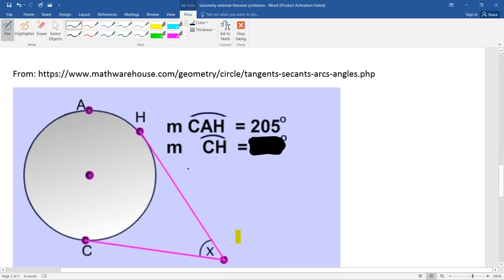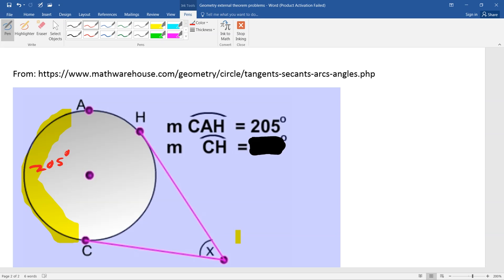Here I blacked out some information, and the reason is they gave us more than they needed to. What's different here is we have two tangent lines. And what we're given is the measure of CAH is 205 degrees. When we have two tangent lines, we only need one piece of information. Right now we have two unknowns. We don't know what the measure of CH is, that arc, and we don't know what the measure of x is, that angle.